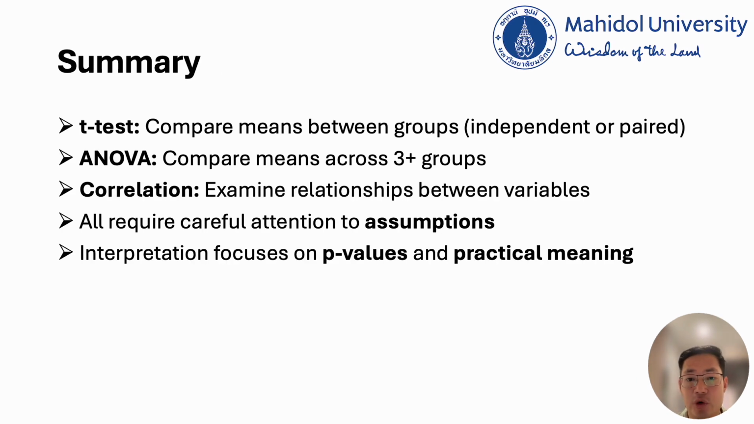Now let's make a summary. We have covered three major inferential tools: the t-test, ANOVA, and correlation. T-tests compare two groups, either independent or paired. ANOVA compares three or more groups based on one single factor. Correlation measures the strength and direction of relationships between continuous variables. In all cases, checking assumptions and interpreting p-values are critical steps to ensure accurate results.